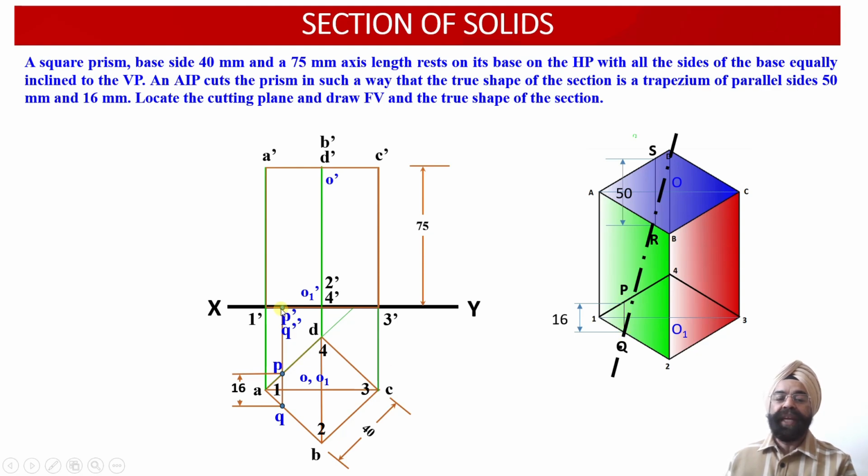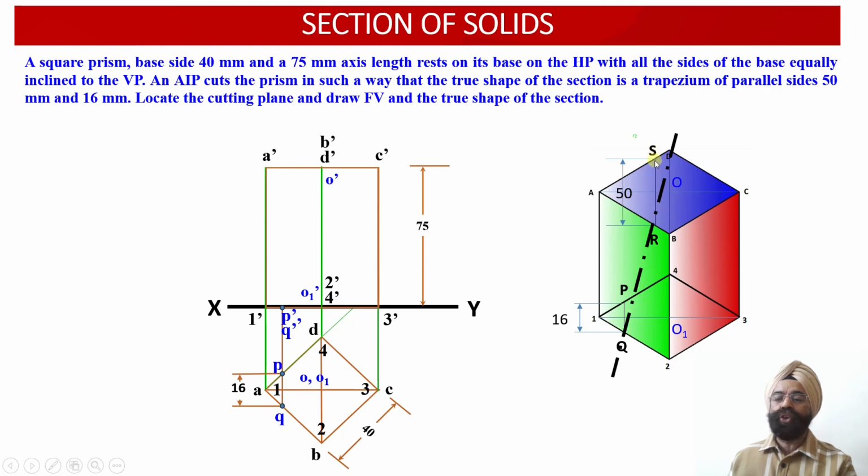So points P dash and Q dash will be located onto the XY reference line, corresponding to these 2 points of intersection, which are available onto the 2 adjacent edges of the base in the front view projections. This way, these 2 points are separated by the distance 16 millimeter and will be projected as P dash and Q dash points in the front view projection, and both of these points overlap with each other in the front view projection.